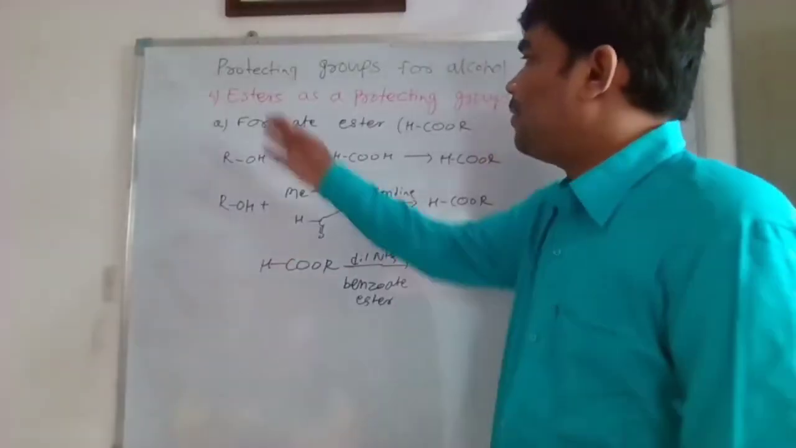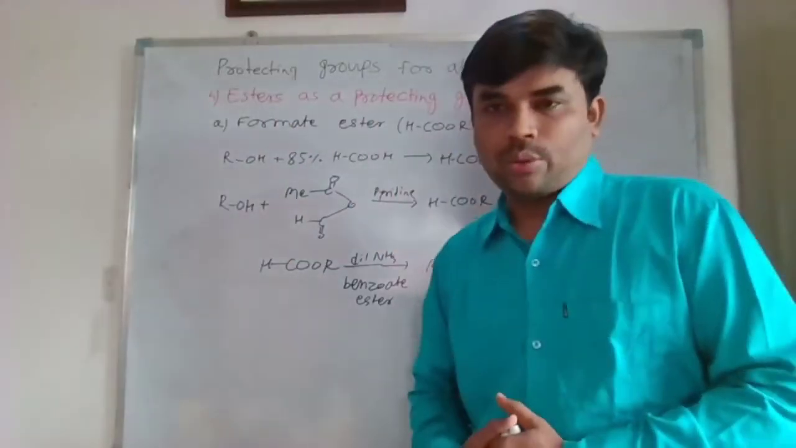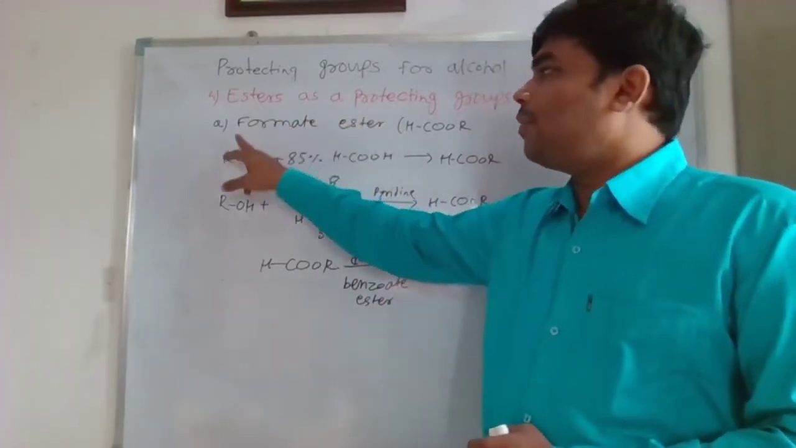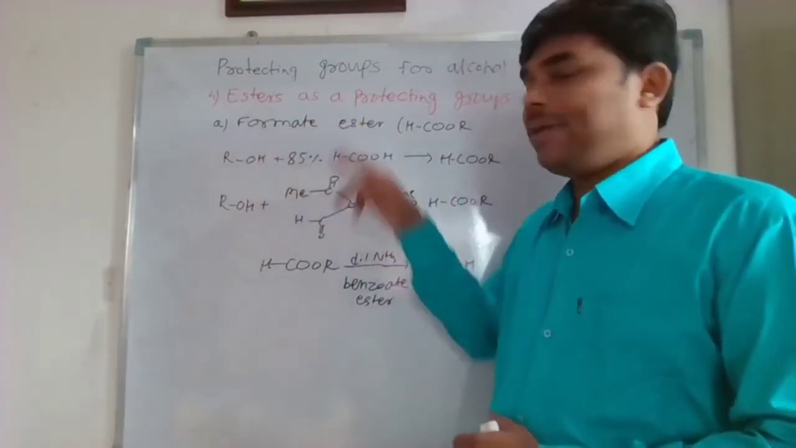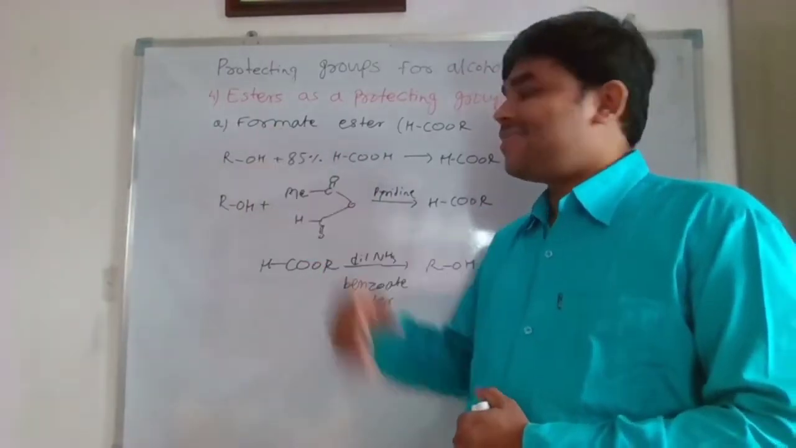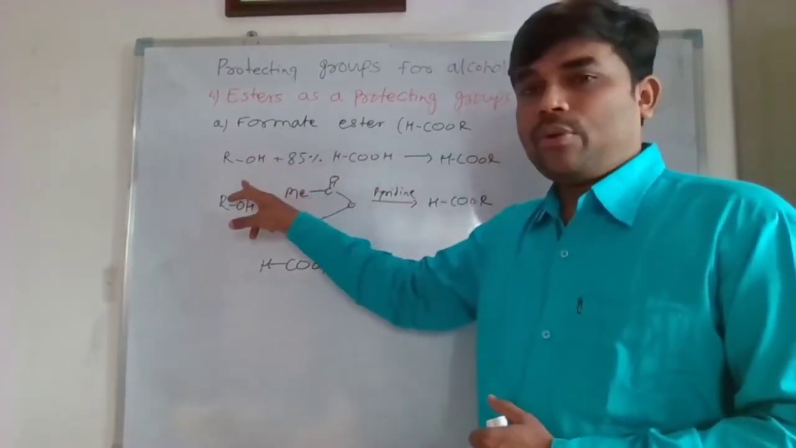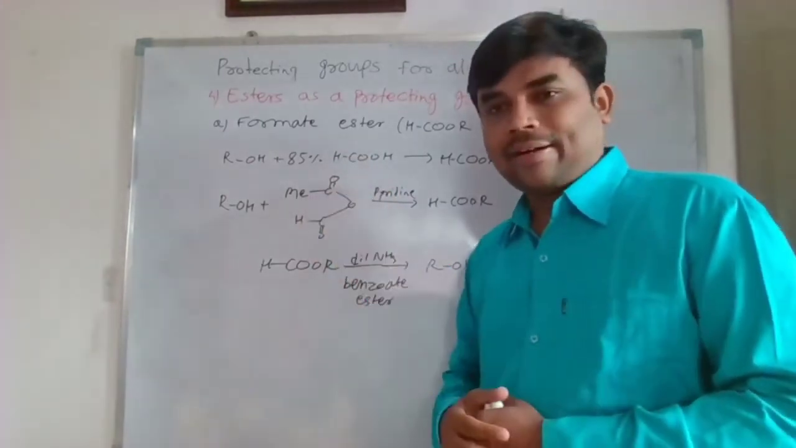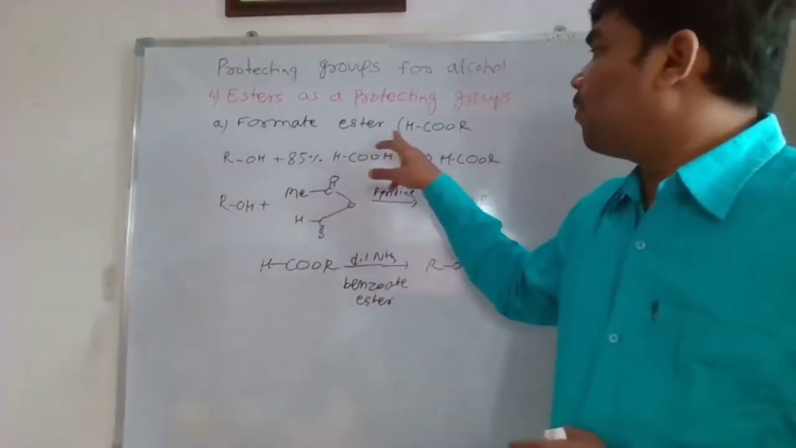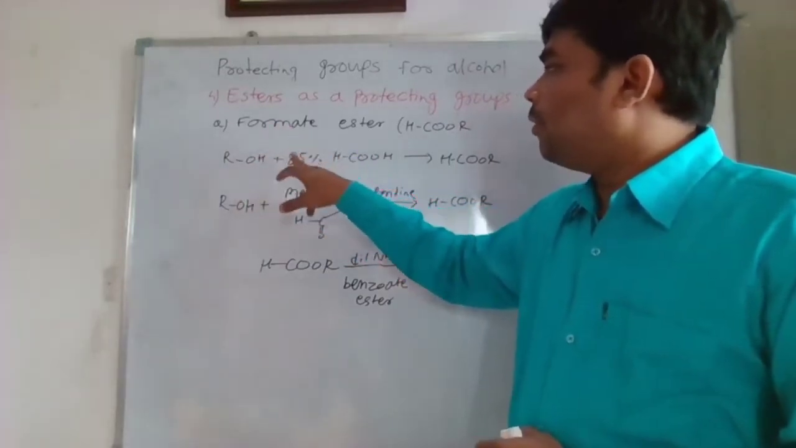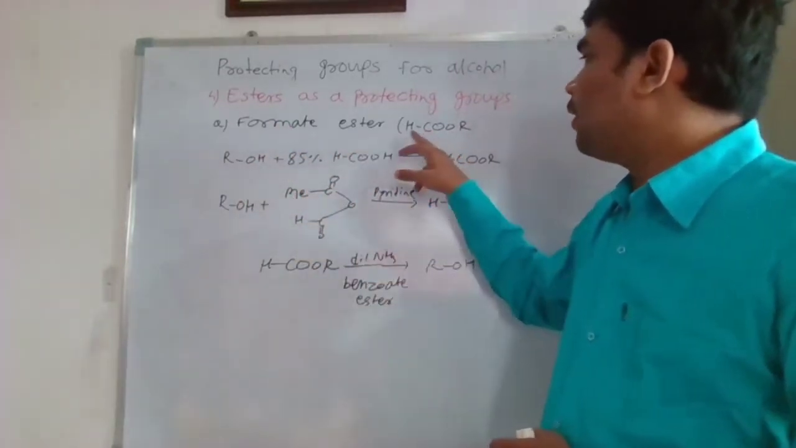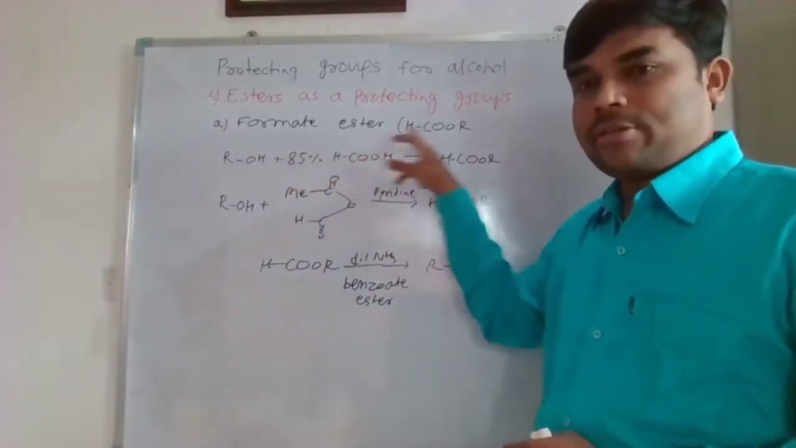Now, esters as a protecting group of alcohol. There are lots of derivatives. From this, we take the first derivative, formate ester. Formate ester is formed when alcohol reacts with formic acid or some acid anhydrides. When alcohol reacts with formic acid or such anhydrides, they give a formate ester derivative.